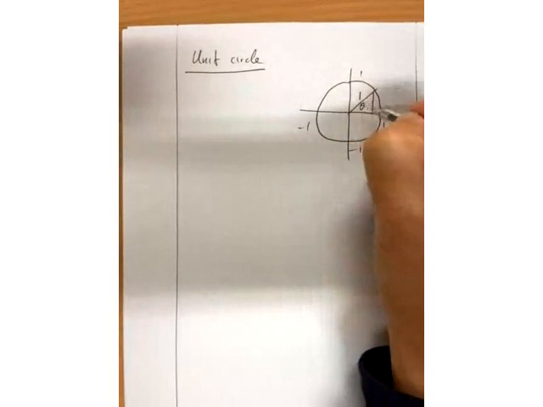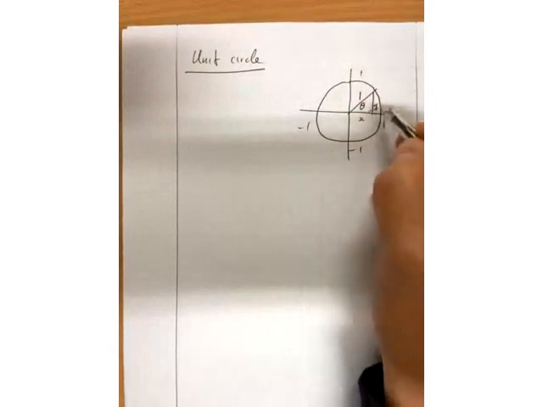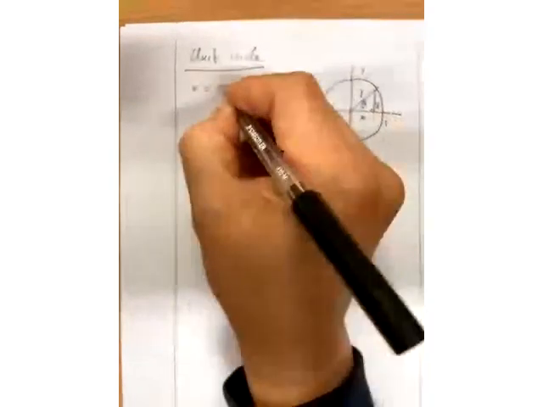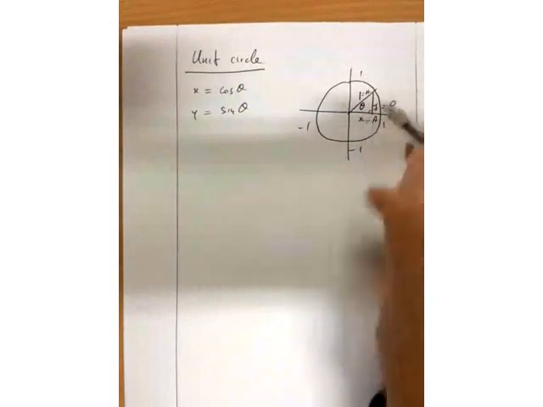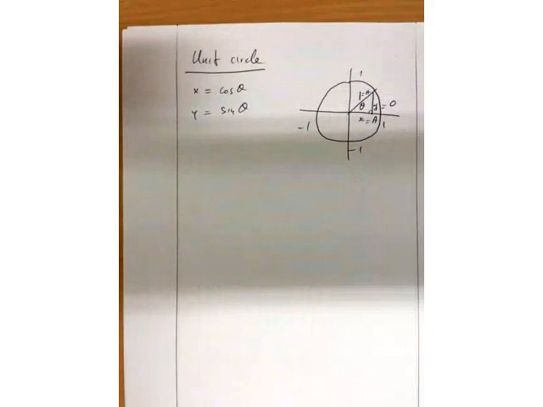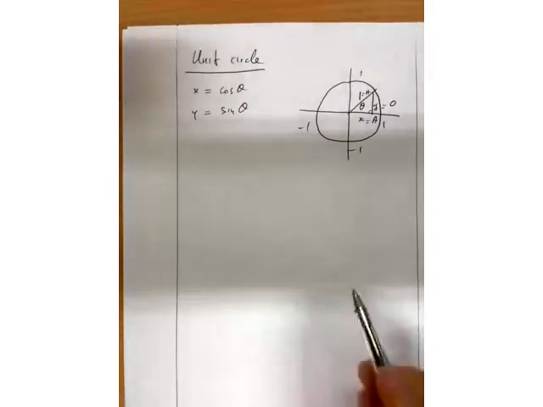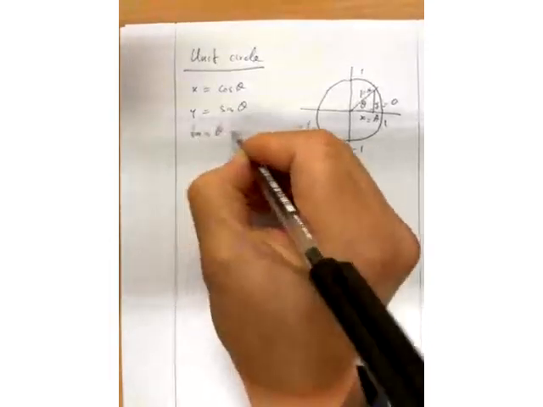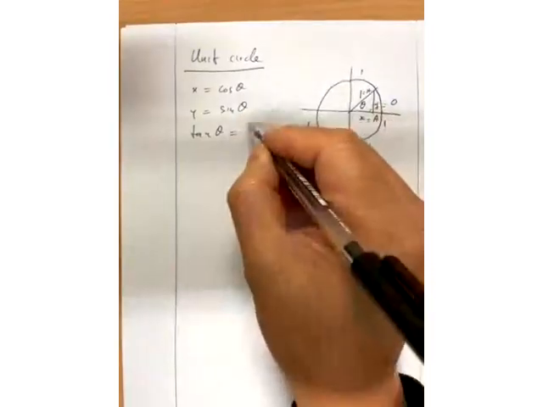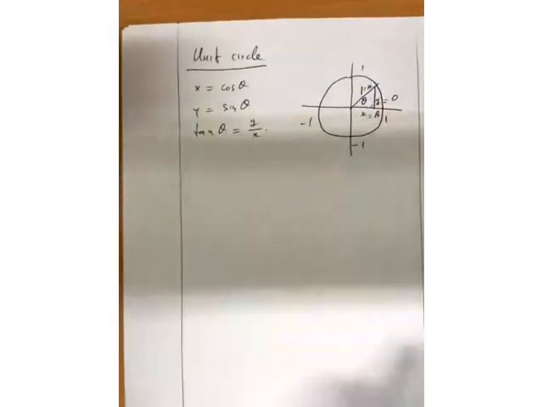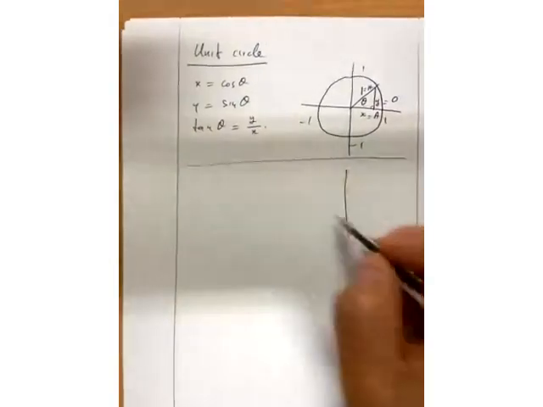When you're in the first quadrant, this is your x, and this is your y. And of course, when you use SOHCAHTOA on this right angle triangle, x will be cos theta, and y will be sine theta, because that's your hypotenuse, that's your opposite, that's your adjacent. So that just goes to show that tan is just going to be opposite over adjacent, which is then sine over cos, which is y over x, basically.